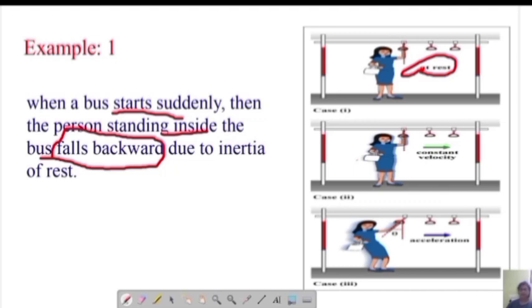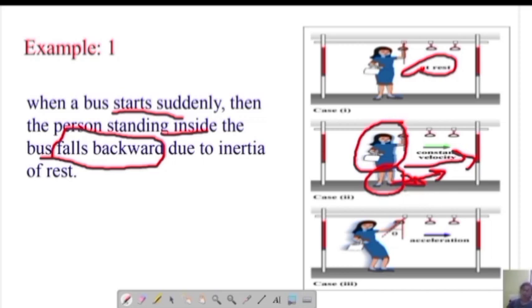Okay? Next what happens is when the bus starts suddenly with a certain velocity, as all the body is at rest, when the bus starts suddenly, as the lower part of the body is in contact with the bus, this lower part of the body moves first. Along with the bus the lower part of the body first moves, but since due to the inertia of rest, the upper part of the body, what happens? It stays at rest only. That means it stays in the same position.